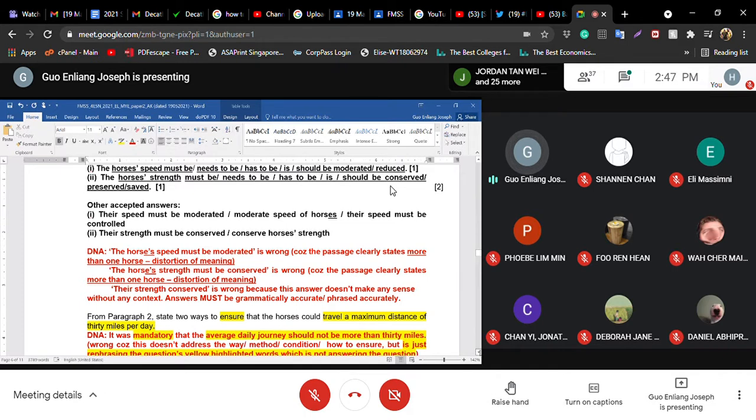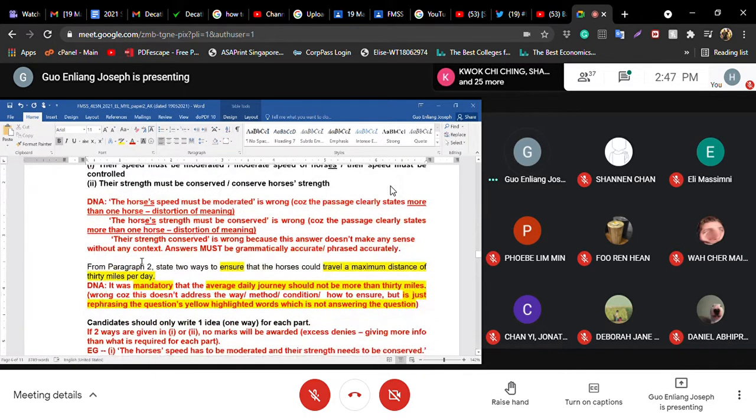So there are also other popular wrong answers like this. Please look at the one I'm highlighting now, which is this part. Some of you put: it was mandatory that the average daily journey should not be more than 30 miles. This is not correct because it doesn't address the way or the method or the condition or how to ensure the horses travel this certain maximum distance.